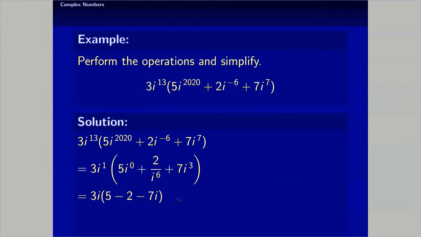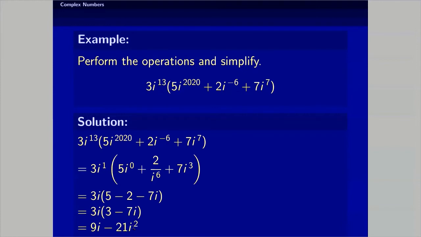Alright? Okay. So let's combine like terms. You'll have that. What is 5 minus 2? You will get 3. And then I just copied negative 7i. And then we distribute 3i inside. What do we get? We'll get 9i minus 21i squared.